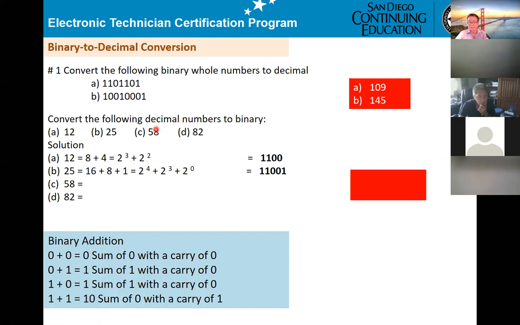And the second one, they give you the decimal, they want the binary. For number A you already have the answer here. B you already have the answer. And now I give you number C and number D. If you don't have the answer, copy it. Anything confusing or you don't know what to do, bring it up.